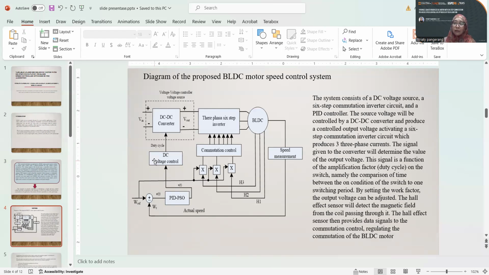The signal given to the converter determines the value of the output voltage. This signal is a function of the duty cycle of the switch, namely the ratio of the time the switch is on to one switching period. By setting the duty cycle, the output voltage can be adjusted. The Hall effect sensor detects the magnetic field from the coil facing it. The Hall effect sensor then provides a data signal to the commutation control, regulating the commutation of the BLDC motor.